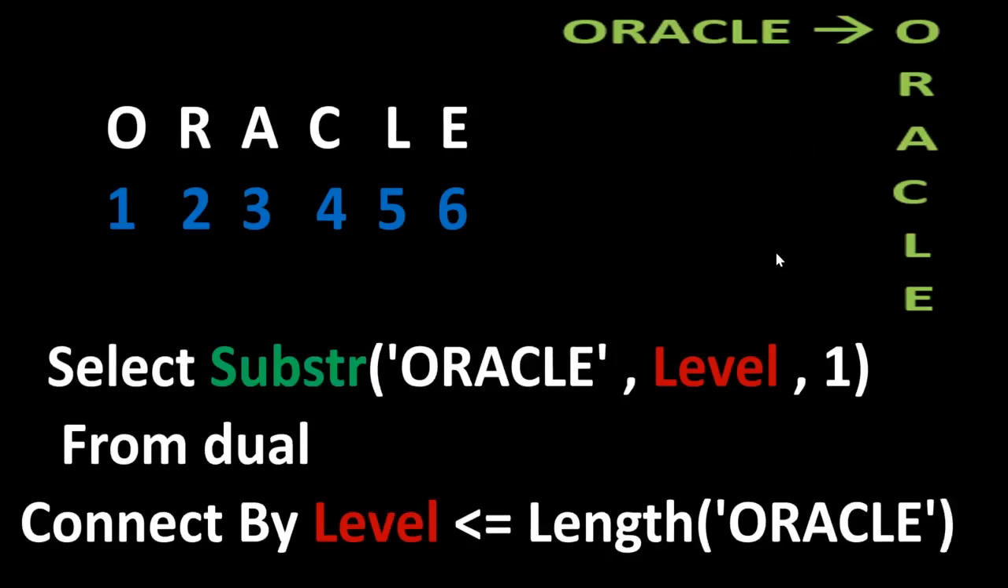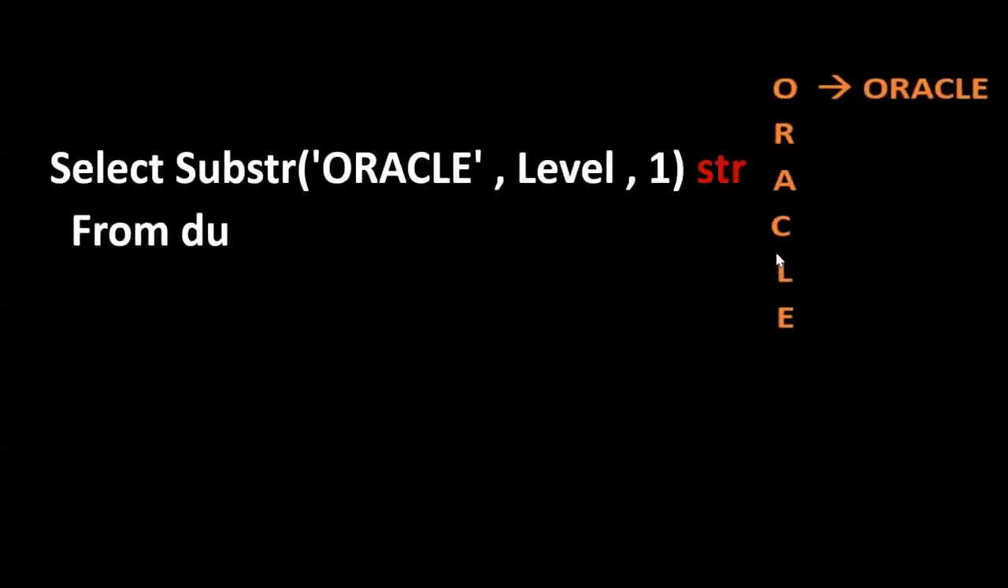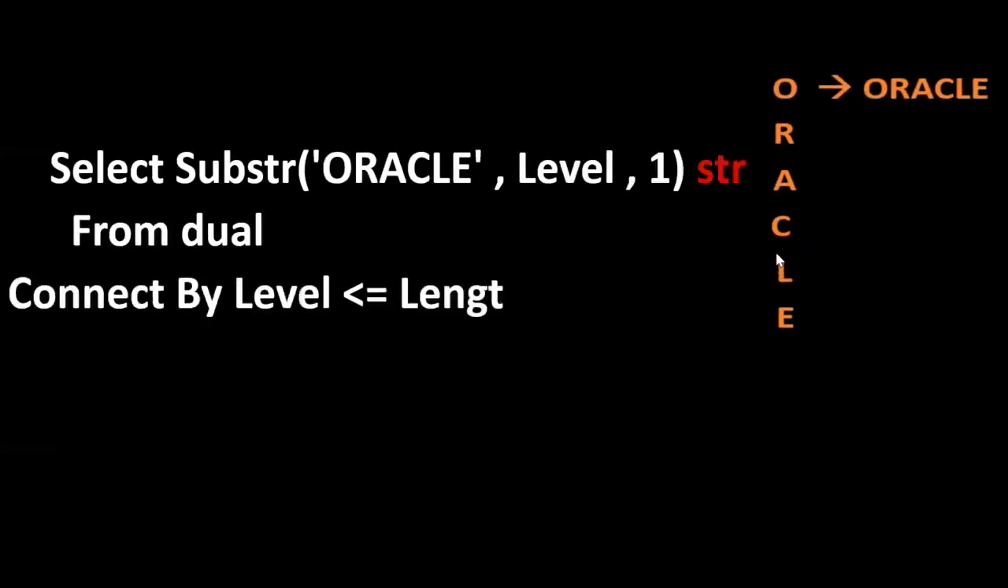So first level will have 1. So 1, 1, O will be extracted. Next level 2, 1, so R. Required output can be achieved by using substr and connect by level. Next pattern is to print horizontally if the given string is in vertical manner. By using this query, we'll get the output as Oracle in vertical manner.